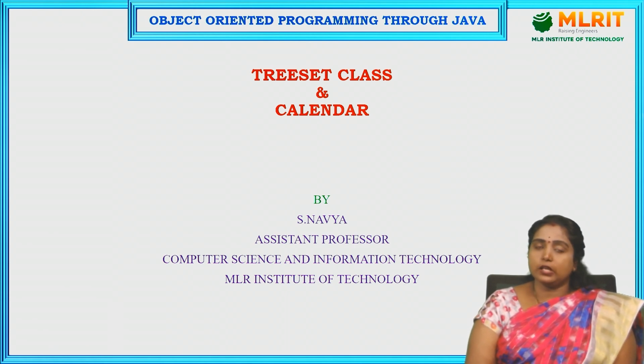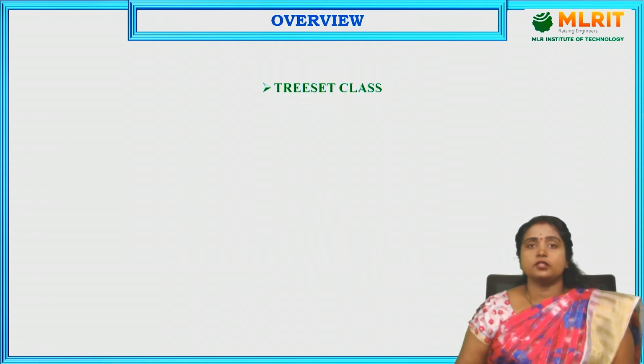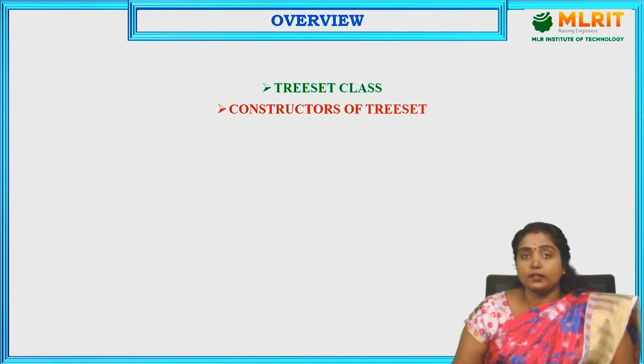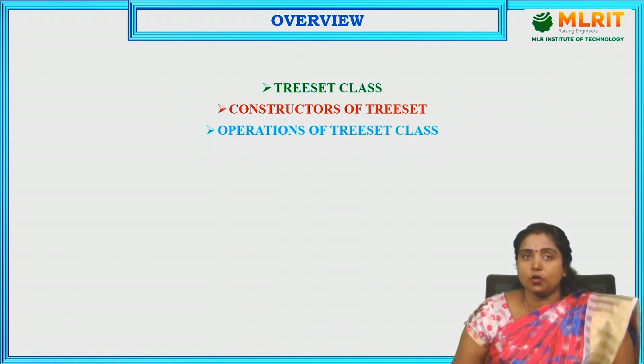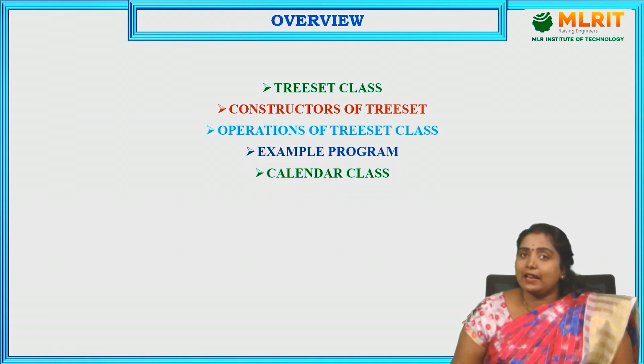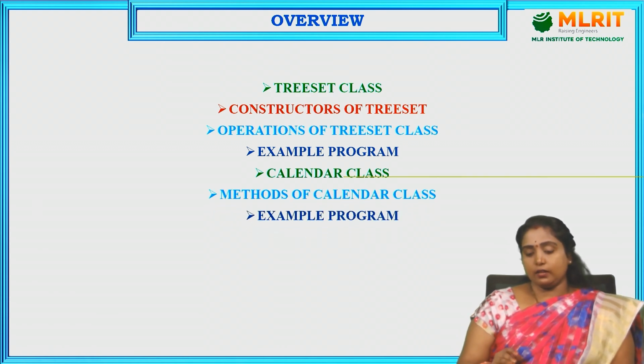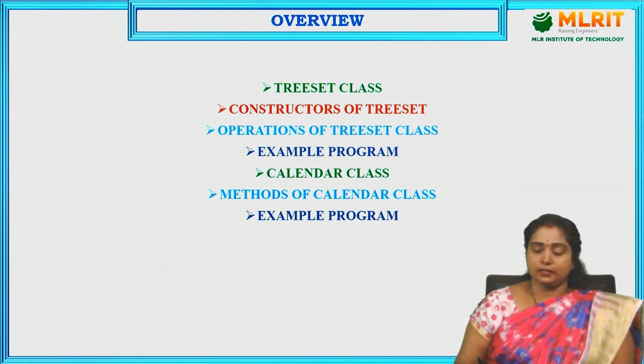In this session, we are going to see a TreeSet class and a Calendar class from the Java collection framework. We will see what a TreeSet class is, what the constructors of TreeSet are, what methods or operations TreeSet supports, and an example program for the TreeSet class. Then we will see what the Calendar class is, the methods of the Calendar class, and an example program which demonstrates the Calendar class.